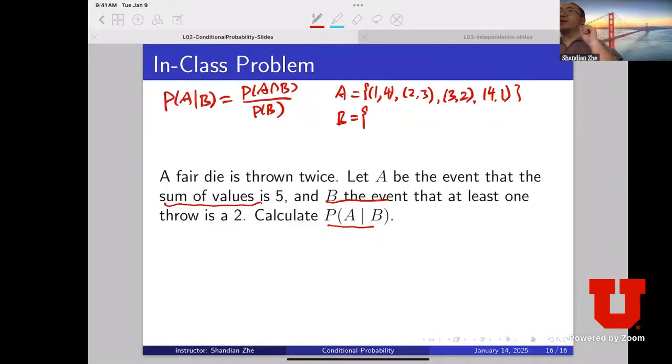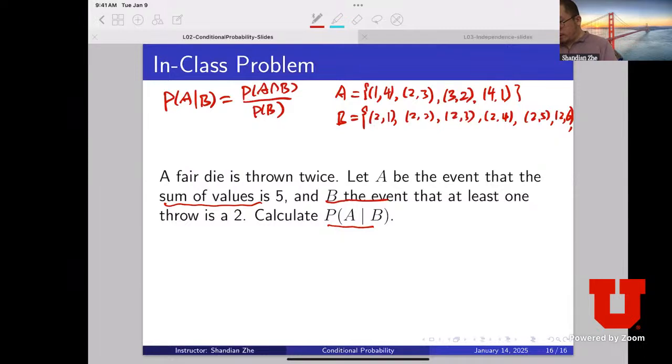Let us consider, what if the 2 is the first point? That means the first point is 2. The second point can be arbitrary from 1 to 6, right? So you got 2, 1; 2, 2; 2, 3; 2, 4; 2, 5; 2, 6.